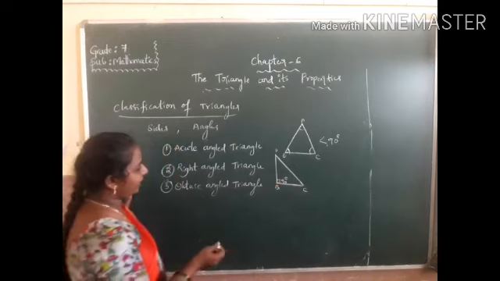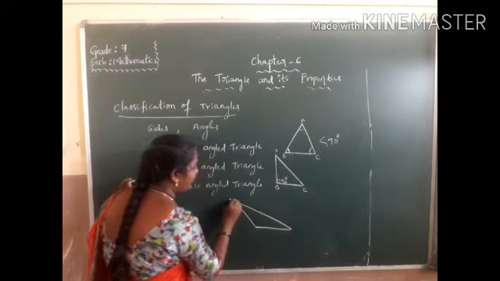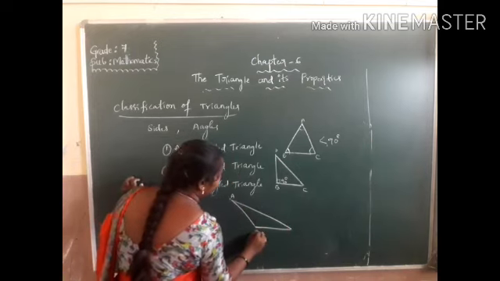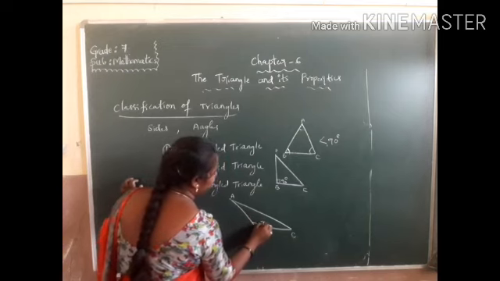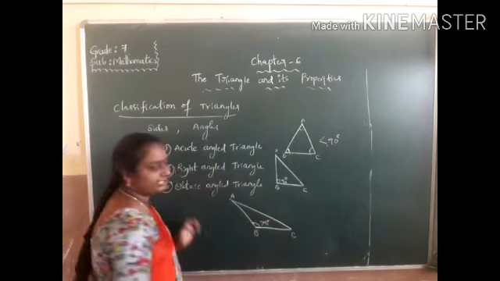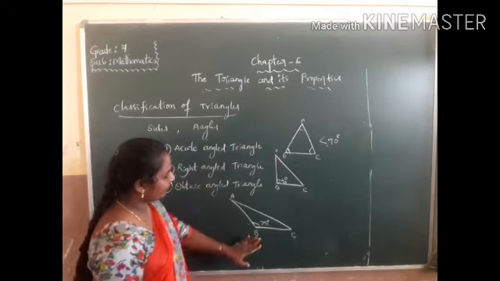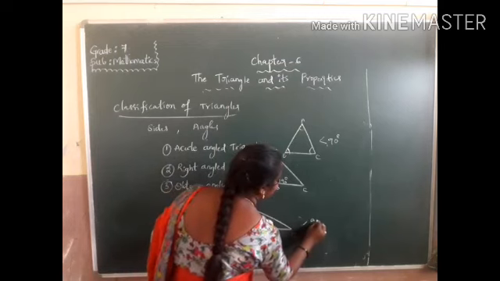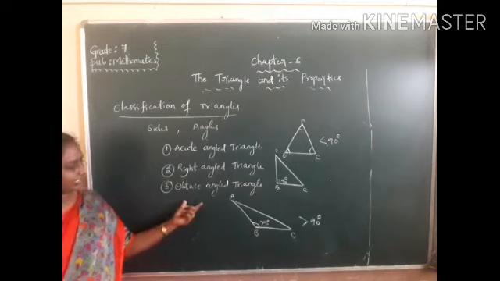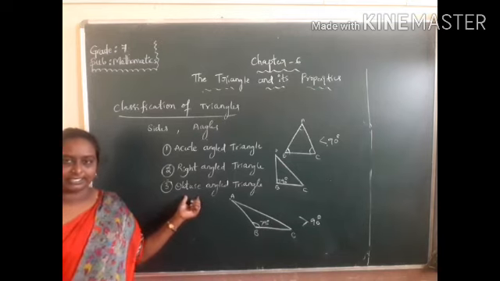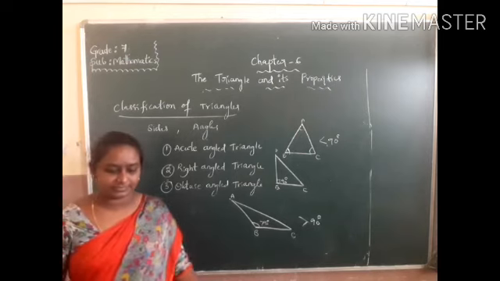And obtuse angled triangle means an angle that is more than 90 degrees. So here the angle at B is greater than 90 degrees. In a triangle, if one of the angles is more than 90 degrees, then such a triangle is called an obtuse angled triangle. Okay, is it clear, children? Right.